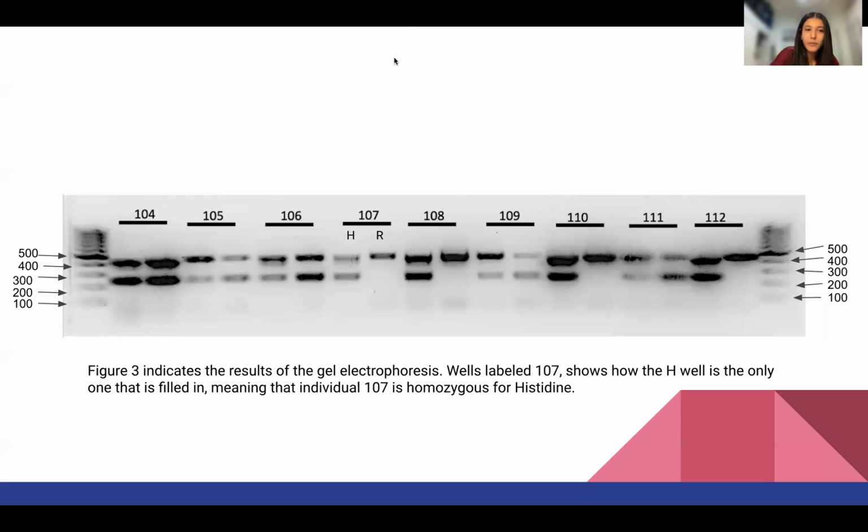Okay, and then here we have an individual who has a band for the histidine, but not the arginine band. So this shows that they are homozygous for histidine, which means that they are more likely to be infected. Sorry, if you're homozygous for histidine, you have a higher likelihood of being reinfected with dengue. And so this is one of the higher extremes.